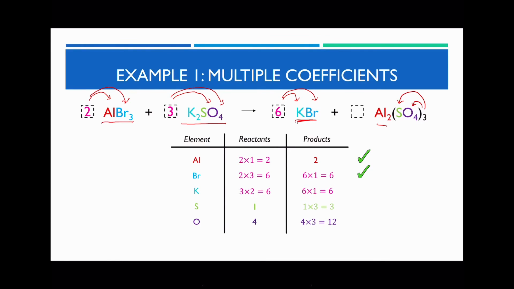So I've now got 3 times 1 sulfur atom, so that's 3, and 3 times 4 oxygen atoms, which is 12. Now, by adding a 3 coefficient, this kind of neatly balances the other atoms. So now this particular chemical equation is completely balanced.